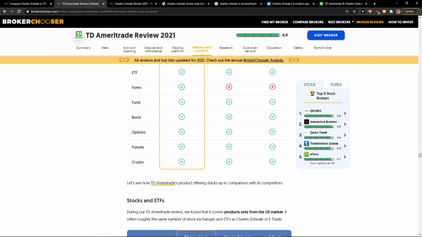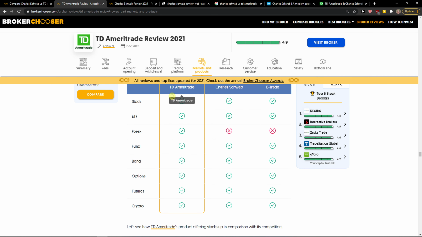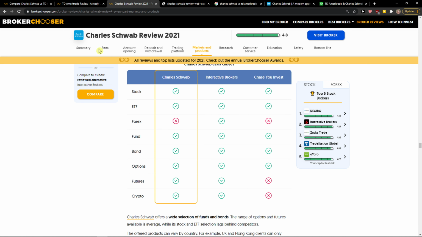Now, to go further, on what they actually offer, TD Ameritrade offers literally everything: futures, crypto, options, bonds, funds. Comparing to that, Charles Schwab doesn't offer Forex. So if you want to go with Forex, you should go with TD Ameritrade.